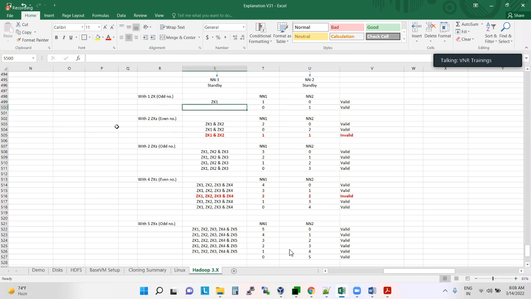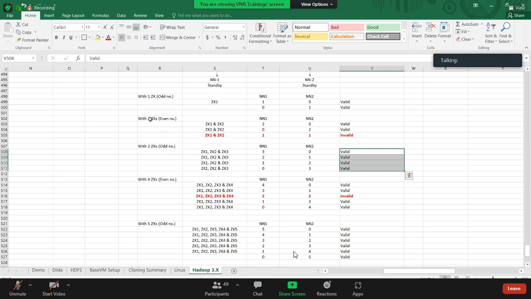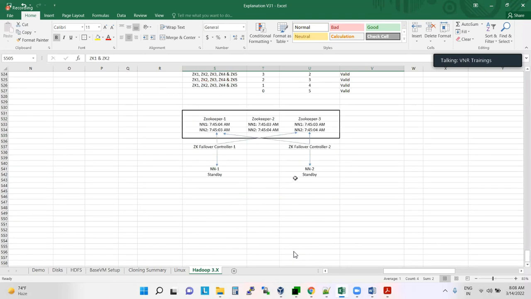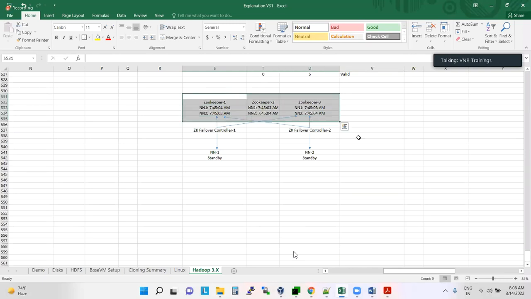Okay, so if you see, wherever I have an odd number of zookeepers, everything is valid. Yes or no? But wherever I see an even number of zookeepers, you are ending up with an invalid state, which means a tie scenario. So now tell me, is going with odd number better or even number better? Odd number is better. Okay, good. Now I'm going with odd number, 3.